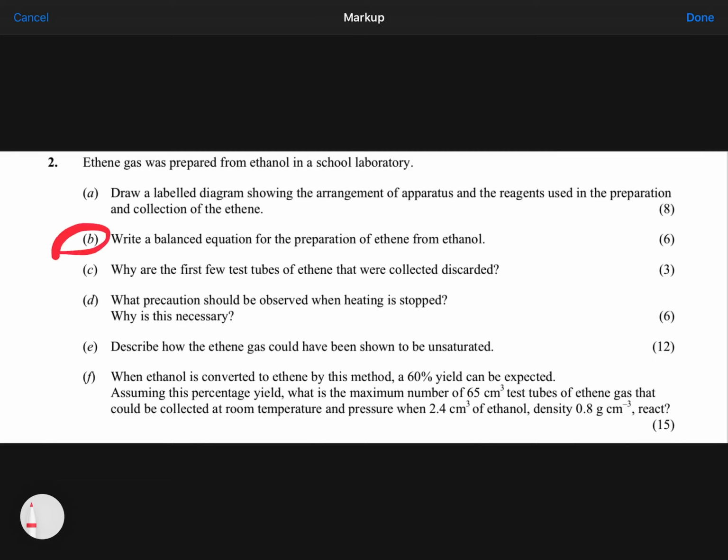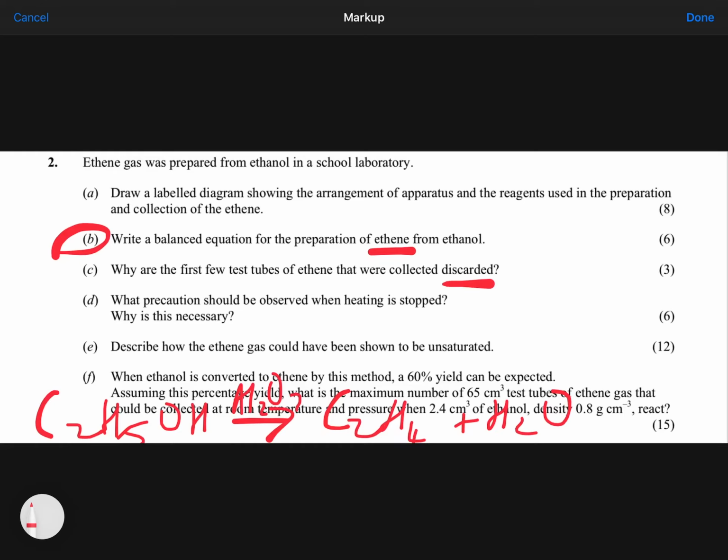Now, writing a balanced chemical equation. Well, how do you make ethene? That's the only elimination reaction on your course. So it's ethanol going to ethene, and you're showing the water as well. And don't forget to write the aluminium oxide above there, okay?